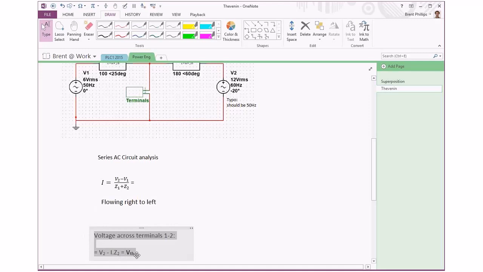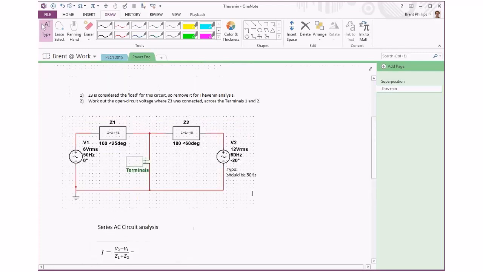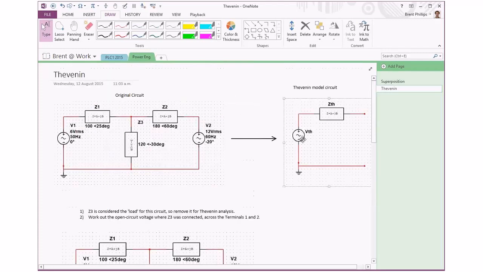take the voltage from voltage source number 2 and subtract the voltage drop across impedance Z2. That's going to give us a complex number answer, which is our Thevenin voltage. So going back to our original circuit, our Thevenin voltage goes in here. So that's half of the solution.